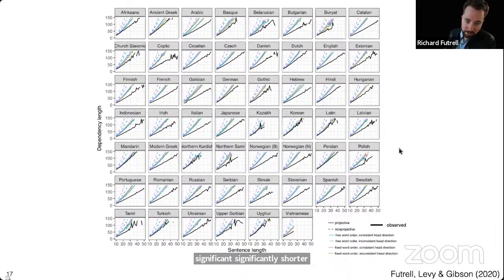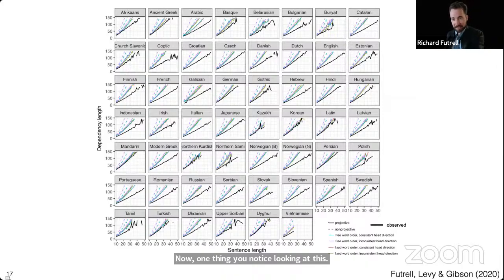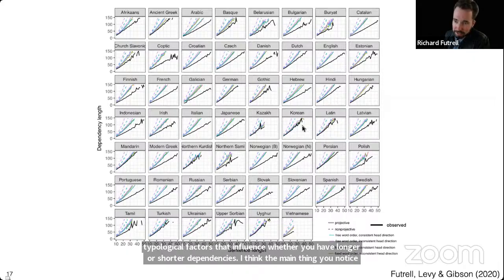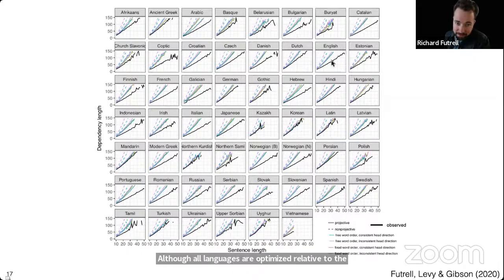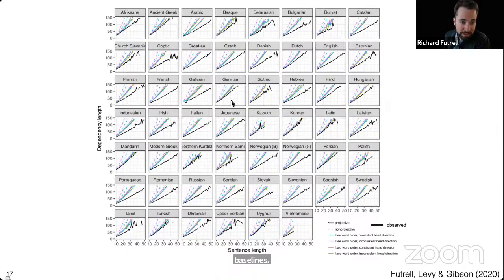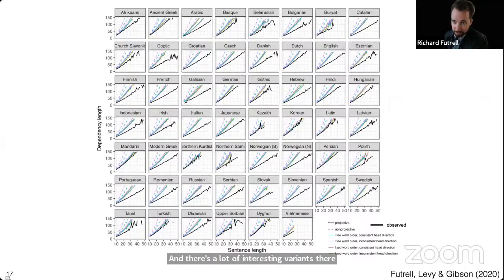Now, one thing you notice looking at this, I've noticed people like to look at this, and I'm happy in questions to talk about the typological factors that influence whether you have longer or shorter dependencies. I think the main thing you notice is that although all languages are optimized relative to the baselines, they differ in how much they are. So English is very optimized here relative to the baselines. Something like German is less so. And there's a lot of interesting variance there to discuss. But the first order point here to make is just that all the languages are optimized. They do differ in how much they're optimized.